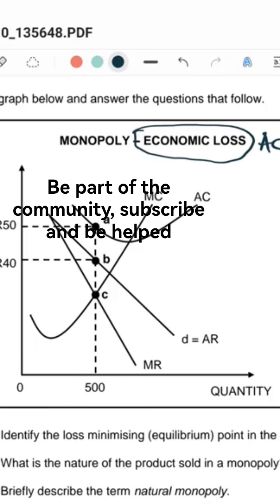Now, let's see if that is actually the case. So where do we start from? We always start from the profit maximization point or the loss minimizing point, which is letter C in this case. Letter C is our equilibrium point. It's our equilibrium point because this is where MR is equal to MC.